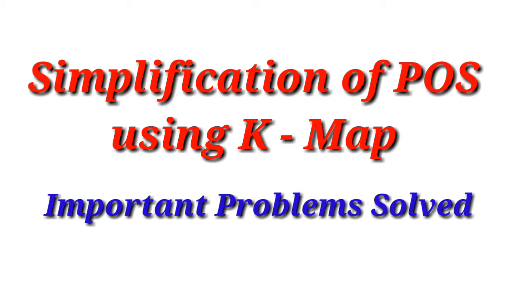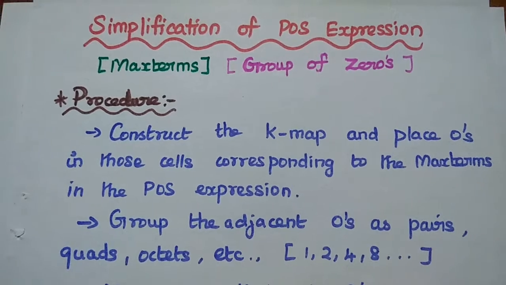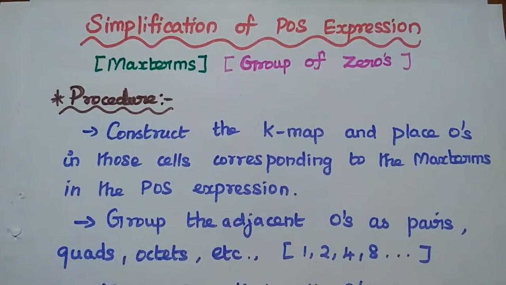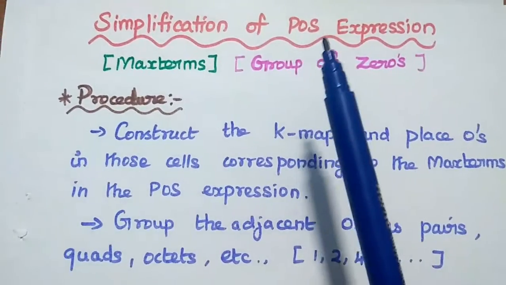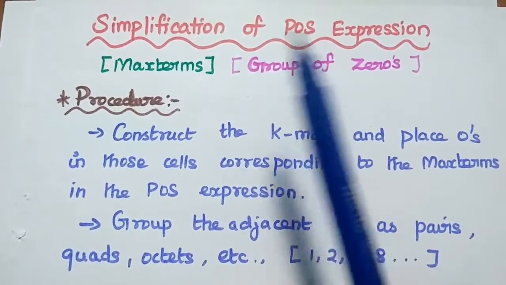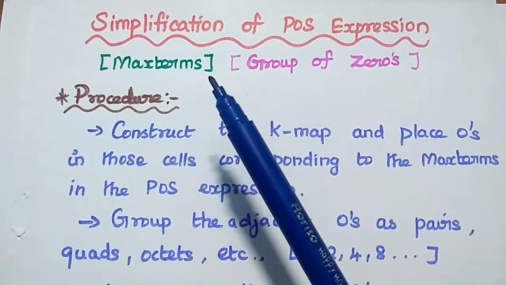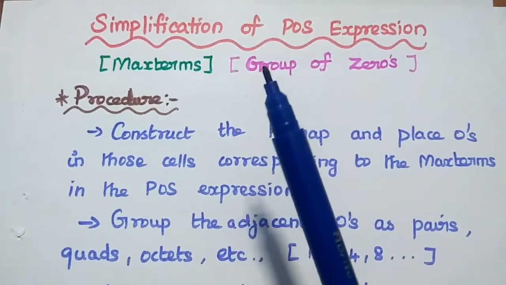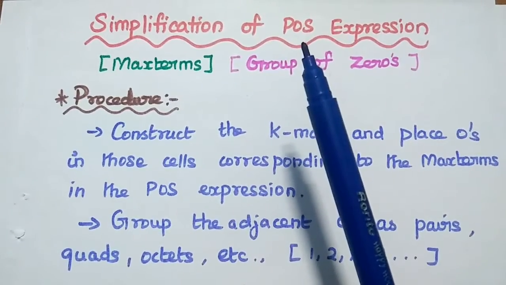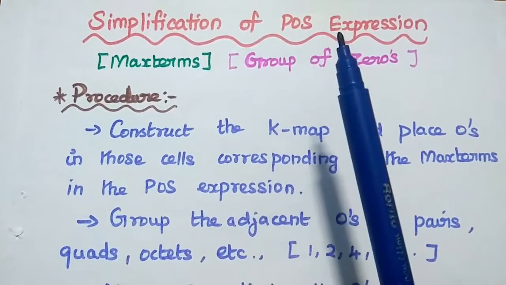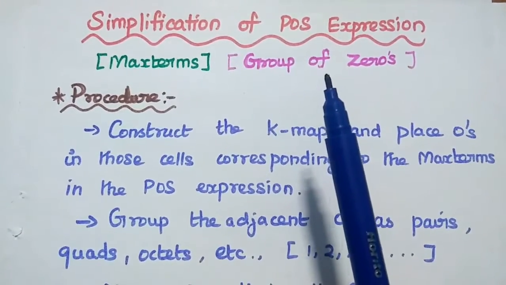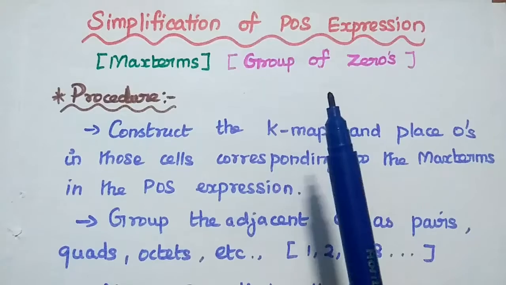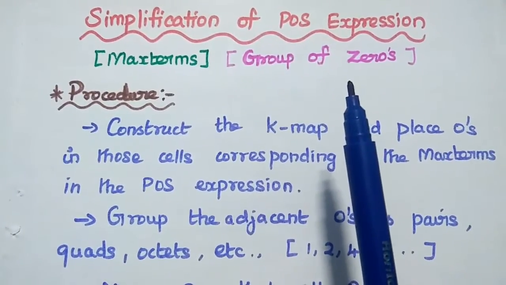Dear students, now we are going to solve important problems in simplification of POS using K-Map. Simplification of POS expression, that is product of sum. The product of sum here represents max terms. So there is only one difference between simplification of POS and SOP. The only difference is, instead of grouping ones, here in POS we are going to group zeros.